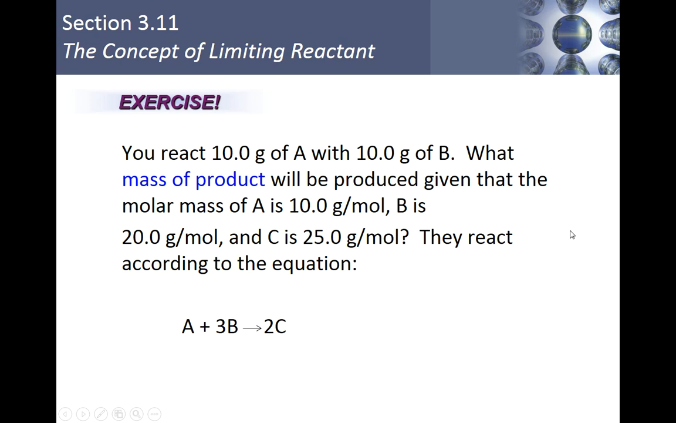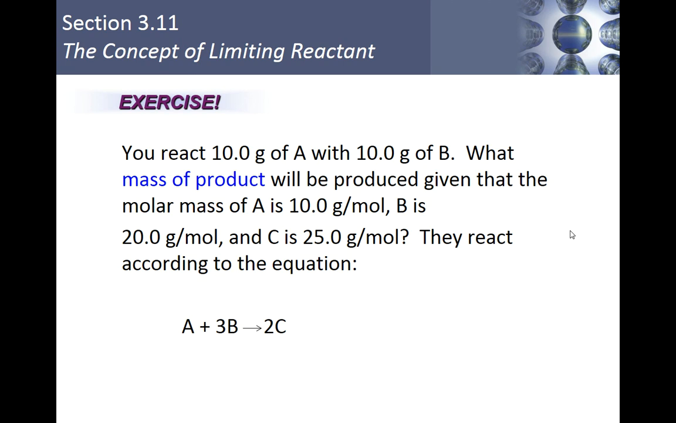So given the same initial amounts of A and B, it says what mass of product will be produced given that the molar mass of A is 10 grams per mole, B is 20 grams per mole, and C is 25 grams per mole. They react according to the equation listed. So go ahead and try and approach this as best you can, and then go ahead and replay it, and then I'll start talking about it.